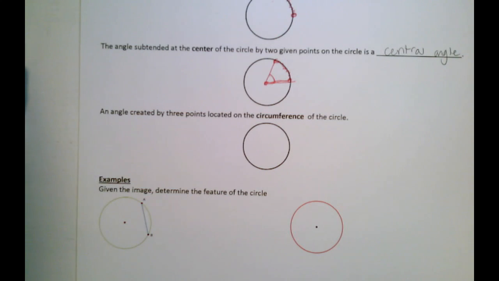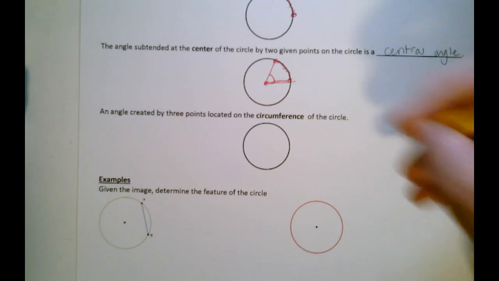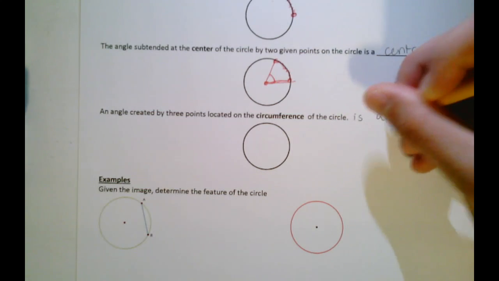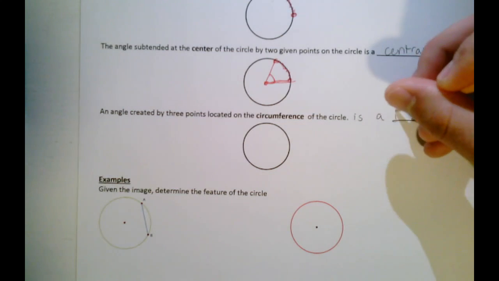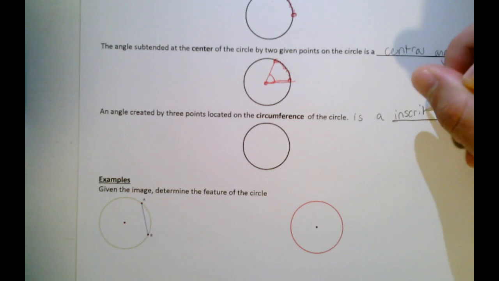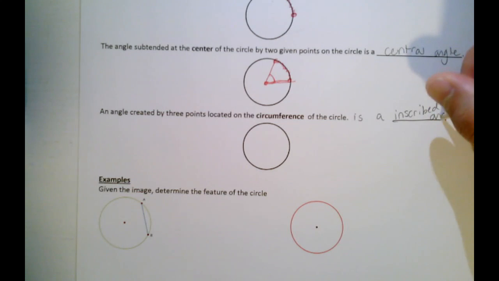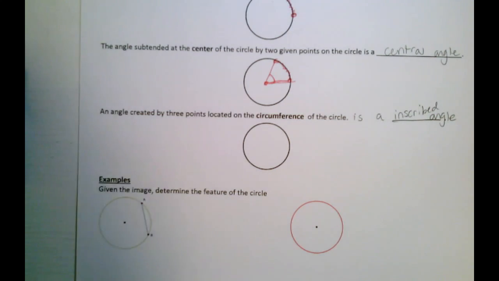And the last one, an angle created by 3 points located on the circumference of the circle. I forgot the is a, this is what we're going to call inscribed angle. And I'll leave you room on your notes for that.